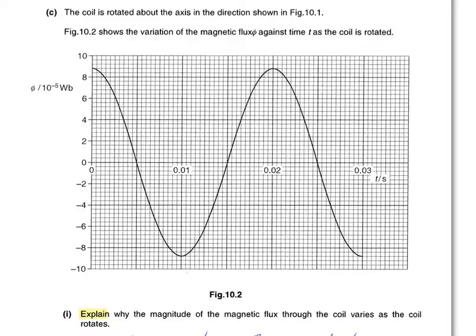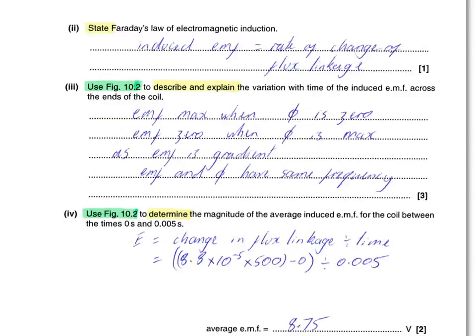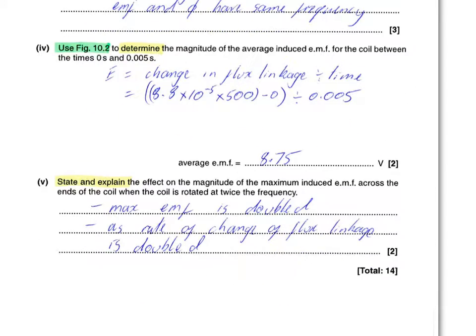So going back to the question, the maximum EMF is going to be doubled, and the explanation is because the rate of change of flux linkage is doubled. That's G485 homework booklet question 10.